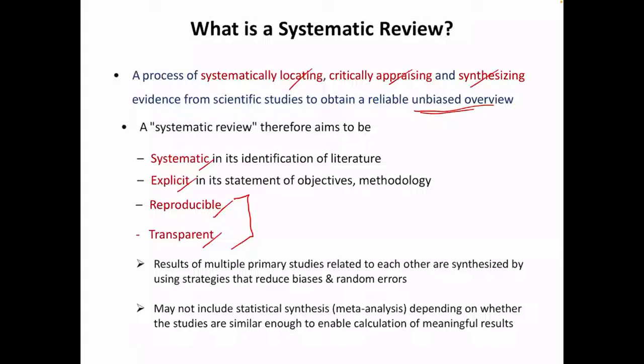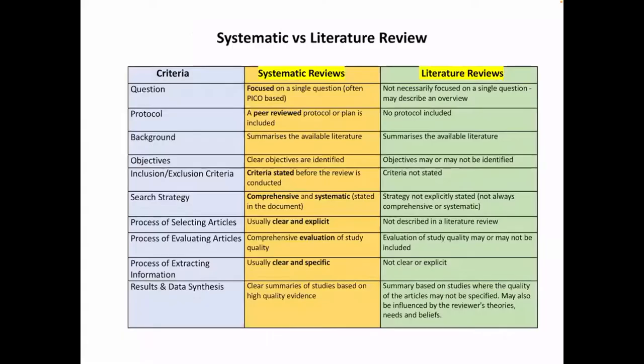The results of multiple primary studies related to each other are synthesized by using strategies that reduce biases and random errors. And it may not always be associated with the statistical synthesis or the meta-analysis. It depends on whether the studies are similar enough to enable calculation of meaningful results. Meaning it could be narrative or it could also have a meta-analysis. So we are all, I'm sure, very familiar with the literature review and the narrative reviews, the traditional reviews that are published. They are also the expert opinions. But there is a basic difference between the systematic review, and it is systematic review and not systemic review, as many people mistakenly call it.